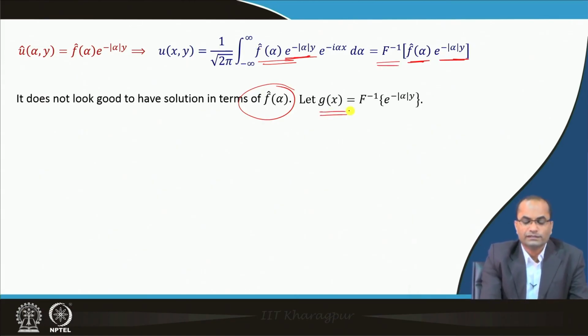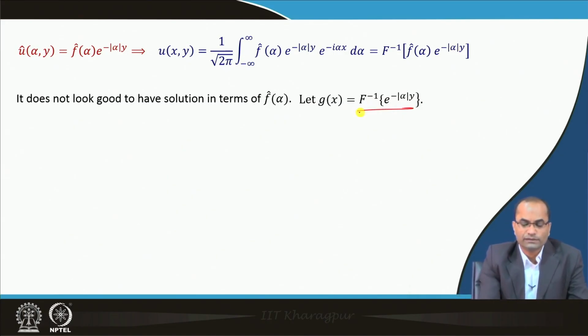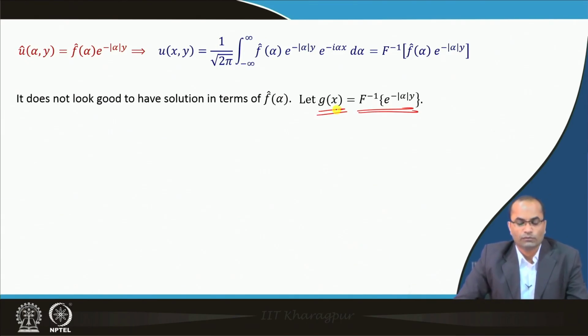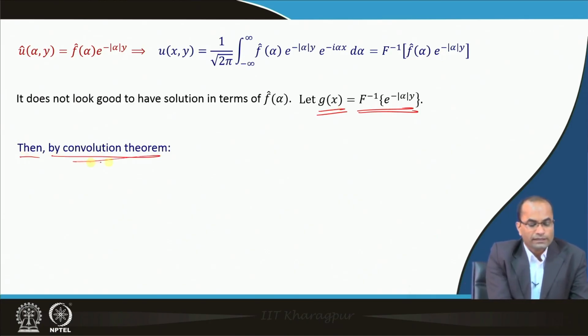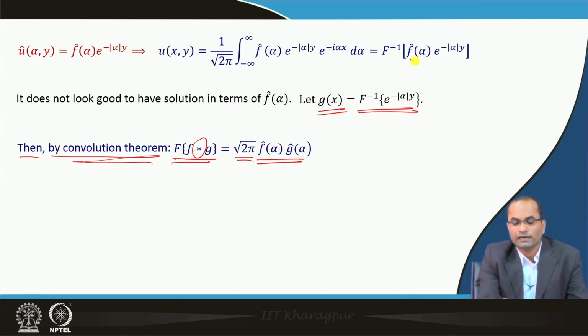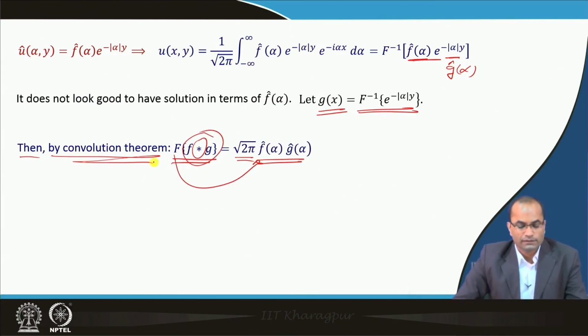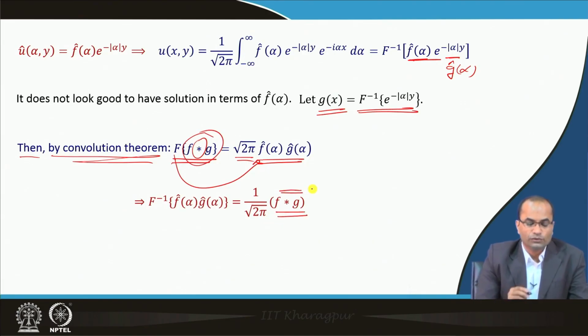So, here we take g(x), because we need to know whose Fourier transform is e^(-|alpha| y). That means we need to know g(x), the inverse Fourier transform of e^(-|alpha| y). Then by the convolution theorem, we know that the Fourier transform of f star g, the convolution of two functions, is square root of 2 pi times f hat(alpha) g hat(alpha). That means we have this structure, f hat(alpha) and g hat(alpha), and the inverse will be just 1 over square root of 2 pi times the convolution of f and g.